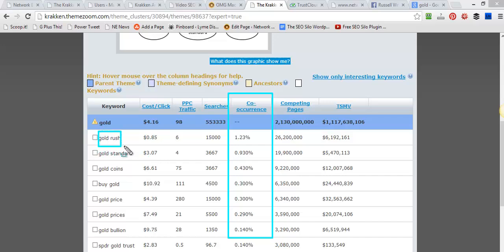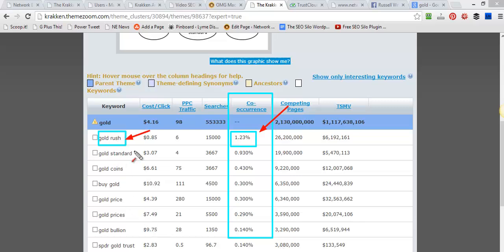Gold Rush. Okay, Gold Rush might be more about the television show. I'm not sure. I'd have to look into it. But you can see that with the word gold, 1.23% of all the pages that we brought back with the word gold on it has the word Gold Rush on it. That's a significant co-occurrence, because one of the things that Google does with its alien technology to determine whether or not a word is related to another term is they calculate something called co-occurrence. And that's kind of rocket science, so don't get too caught up in it, but it's really, really cool. It just means people who are talking about gold are talking about Gold Rush 1.23% of the time.